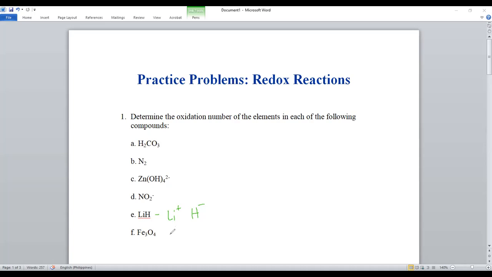Ferric oxide. What is the oxidation state of iron and oxygen? So we have two elements here, iron and oxygen. So we have 4 here. We have 3 here. Oxygen is negative 2, and there's no net charge. So what should be the oxidation state of iron?